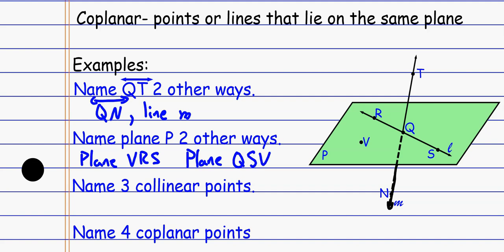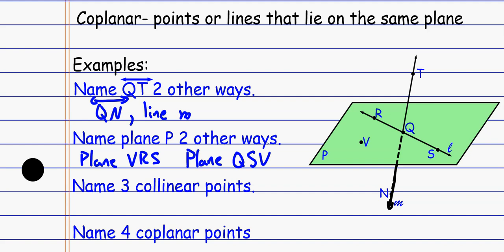And again, there's lots of ways to do that. The only ones I can't use are points R, Q, and S together. All right. R, Q, and S would not label this plane. And we'll get to this a little bit later when we start talking about postulates. But I can't use those because they're collinear.